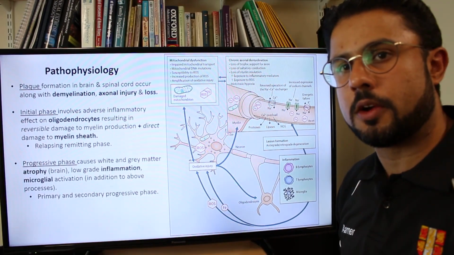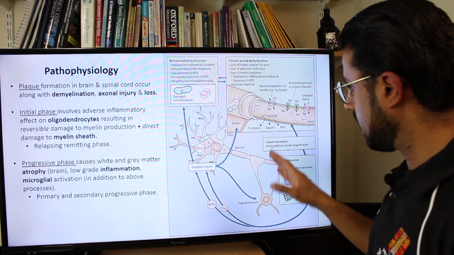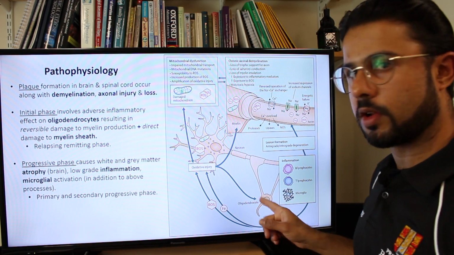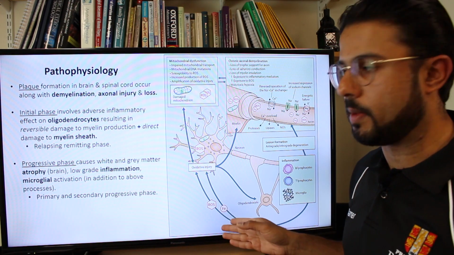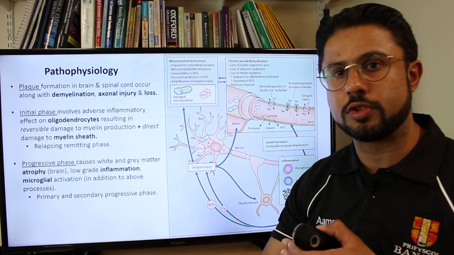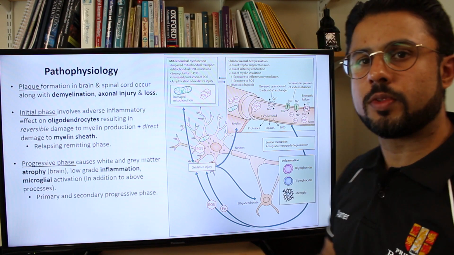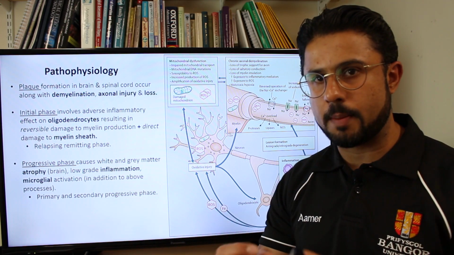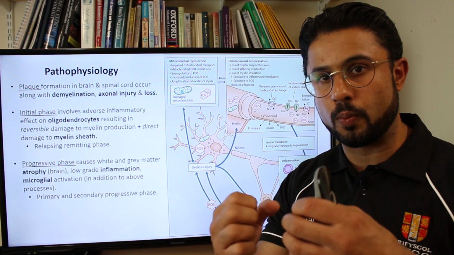So if we zoom back out again, we get degeneration of the axon and of the myelin. The oligodendrocytes are irreversibly damaged, so they can no longer produce new myelin. And the neuron dies, and what will happen then is that part of the brain or the spinal cord will shrink.